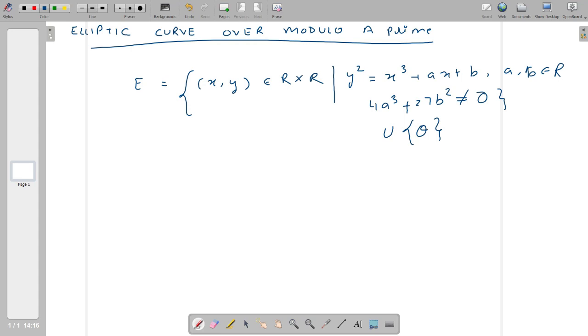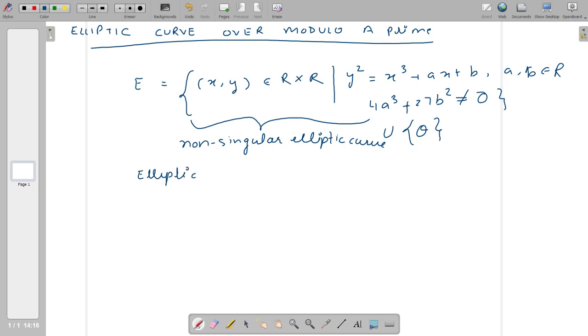Because 4a cube plus 27b square is not equal to 0, this is known as a non-singular elliptic curve. If a and b are such that 4a cube plus 27b square is equal to 0, then this elliptic curve will be a singular elliptic curve. Now what we need to do is define elliptic curve points.